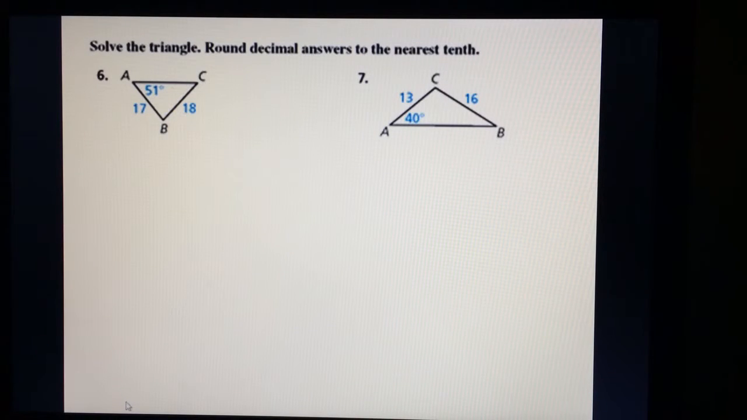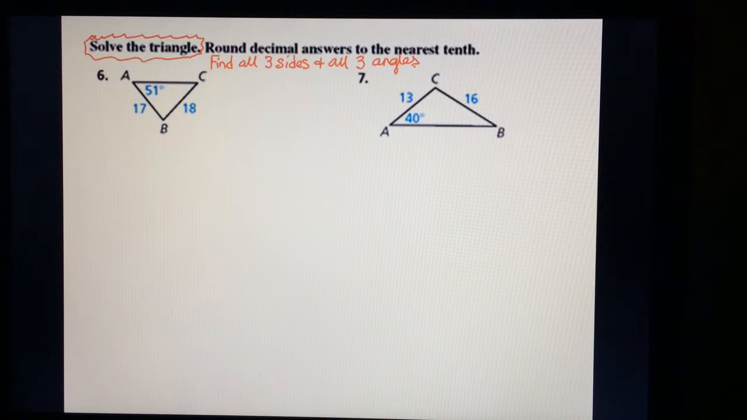Okay, so here we have two examples, but notice our directions. Our directions say to solve the triangle. This is very important. When your directions say to solve the triangle, that means you need to find all three sides and all three angles. You need to know every single part of the triangle, and if it's not given, then you're going to need to find it in some way, shape, or form.